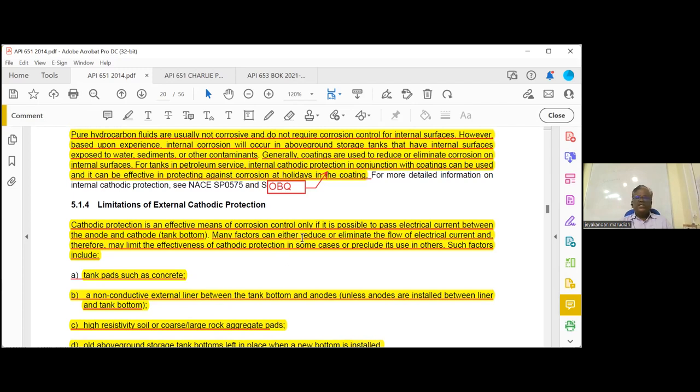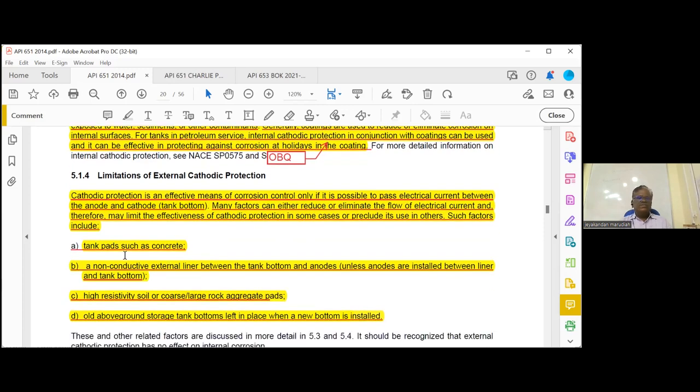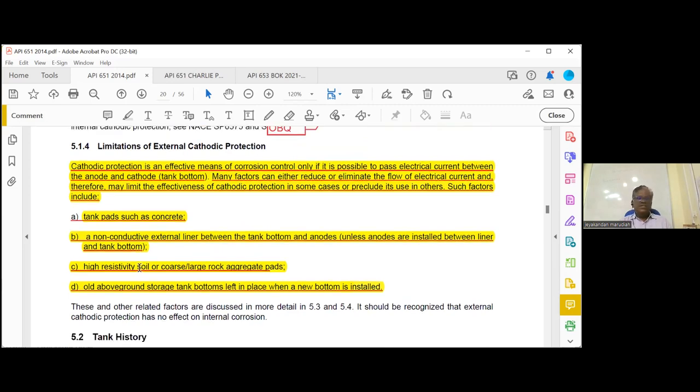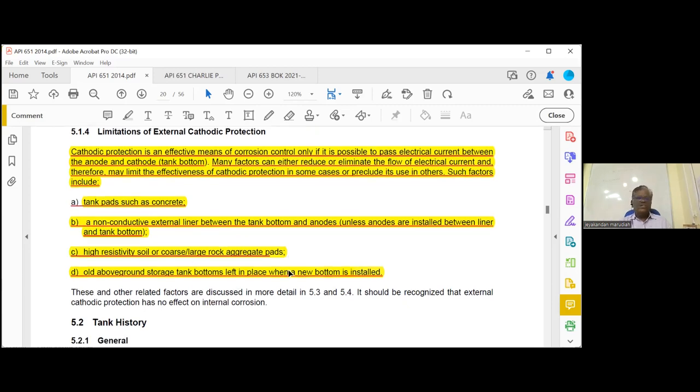Many factors can either reduce or eliminate the flow of electrical current and therefore may limit the effectiveness of cathodic protection. Examples: A, tank pads such as concrete, because concrete will not conduct a current. B, a non-conductive liner bottom; the liner may restrict the flow of current between the bottom and the anodes, unless anodes are installed between the liner and the tank bottom. Then C, high resistivity soil or coarse characteristics. Suppose soil resistivity is high, it will not work effectively.